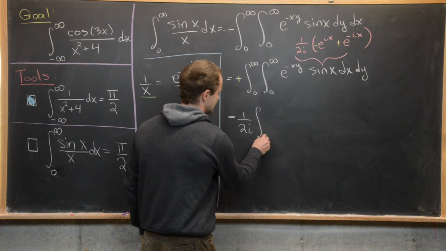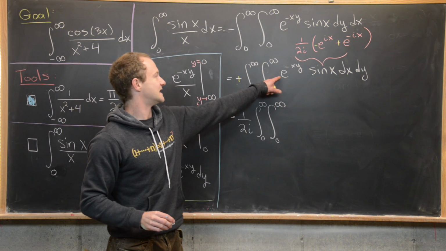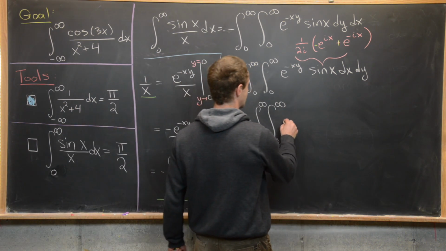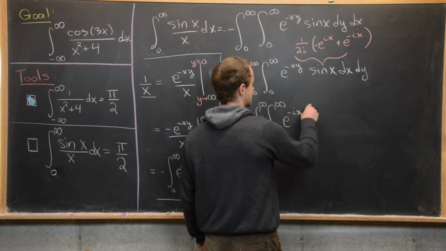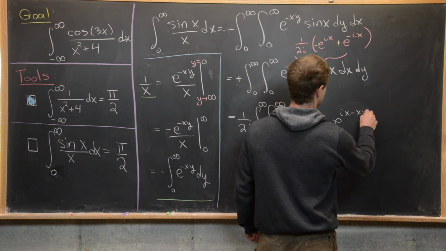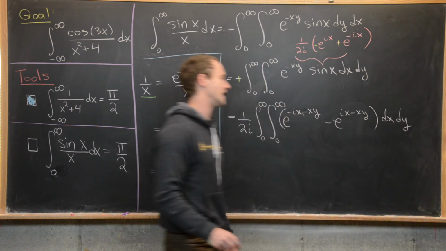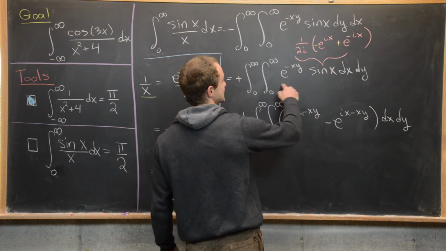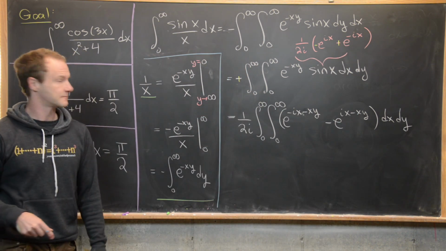That gives me this integral from 0 to infinity, this integral from 0 to infinity, and then I'll let this e to the minus xy distribute onto this. Let's see what that gives us. That gives us e to the minus ix minus xy minus e to the ix minus xy. Recall my dx integral is first and my dy integral is second. We've got this e to the minus xy distributing onto this term, and I've just changed their order.